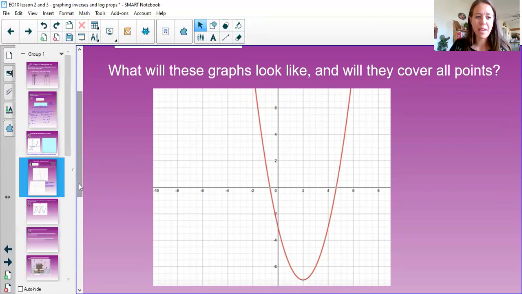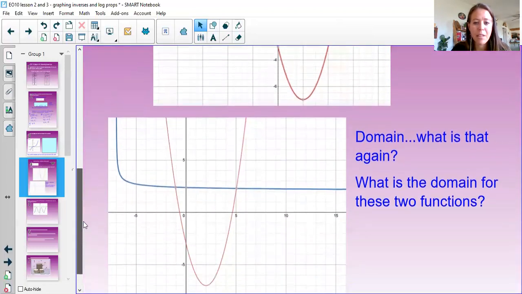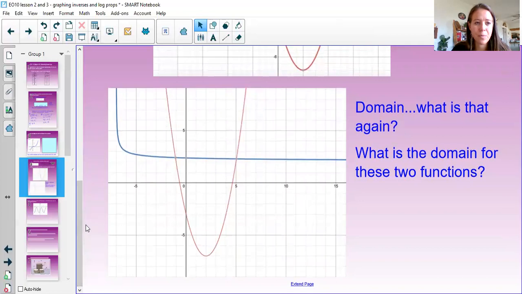We want to talk about domain and what x values these graphs will cover. So if we remember what domain is, all of the x values. So if this parabola kept going on forever and ever and ever, our x values would actually cover all of the numbers, so our domain is all real numbers. Well, what about the inverse? If I were to graph this inverse, I get something that looks like this, okay? This blue line is the inverse, and the red line was our original function.